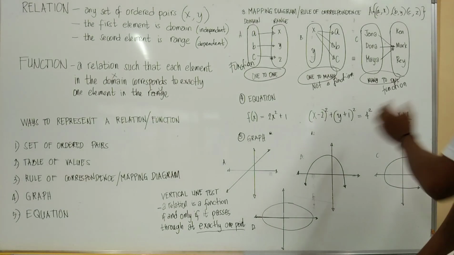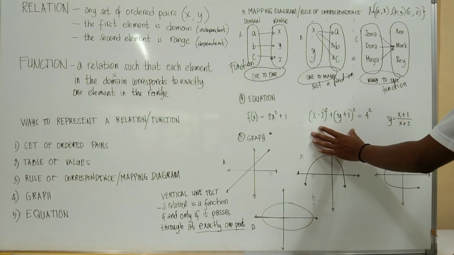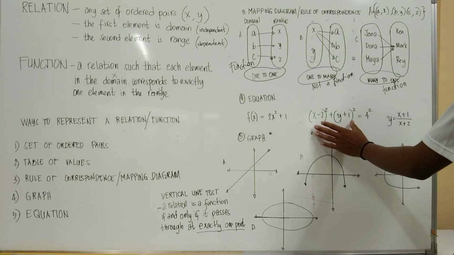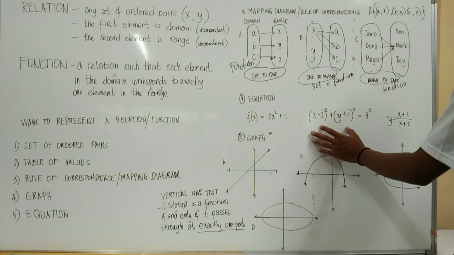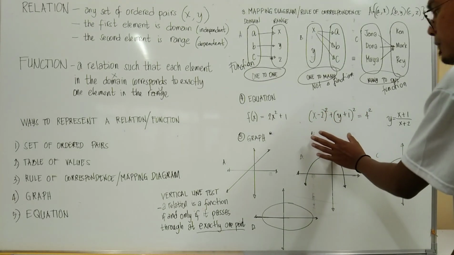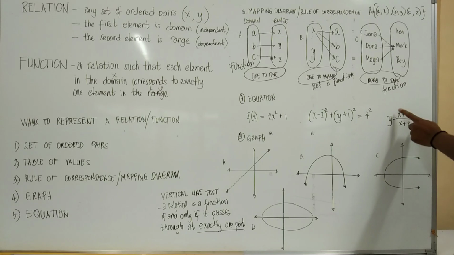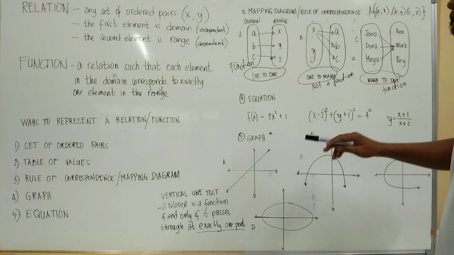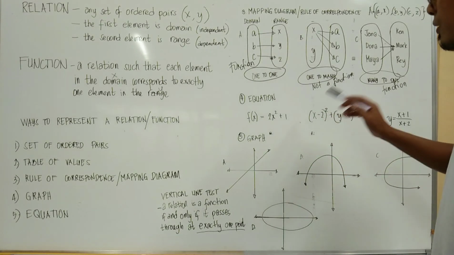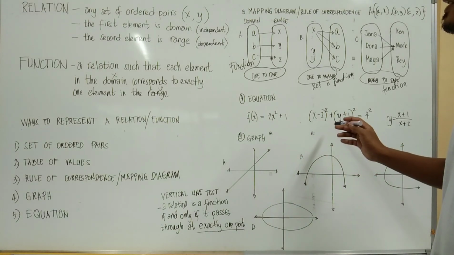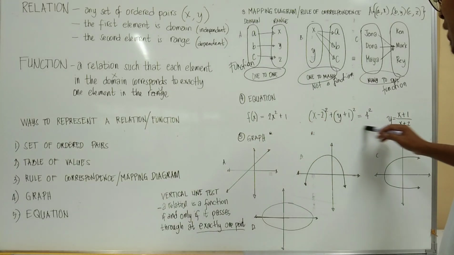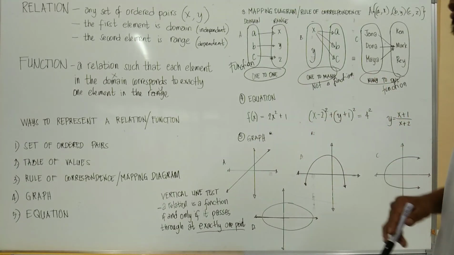Okay? This one is an equation of your circle. So this equation or relation is not a function. It's a circle. Then we have y is equal to x plus 1 over x plus 2. So it is not emphasized in books as a way to represent a function or relation because it will be hard for us to identify whether this equation is a function or not.